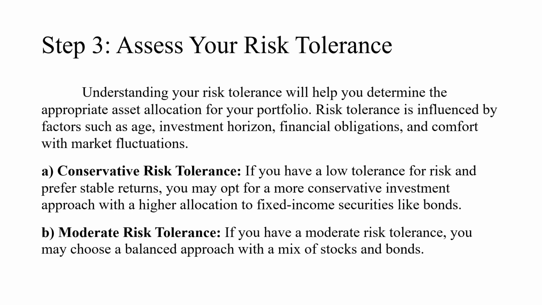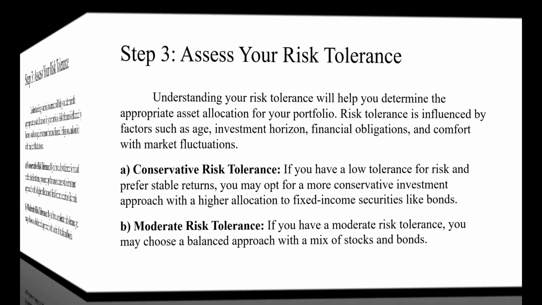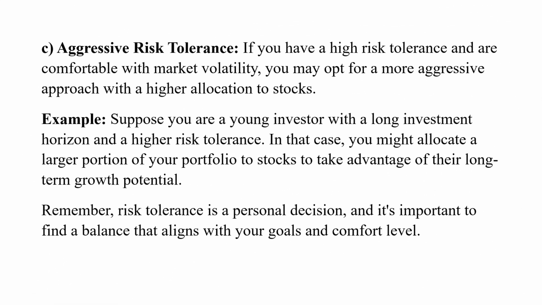Conservative risk tolerance. If you have a low tolerance for risk and prefer stable returns, you may opt for a more conservative investment approach with a higher allocation to fixed income securities like bonds. Moderate risk tolerance. If you have a moderate risk tolerance, you may choose a balanced approach with a mix of stocks and bonds. Aggressive risk tolerance. If you have a high risk tolerance and are comfortable with market volatility, you may opt for a more aggressive approach with a higher allocation to stocks.